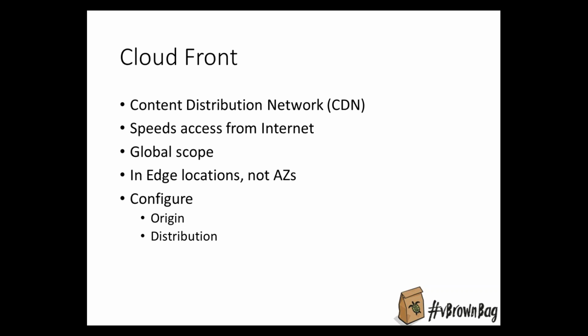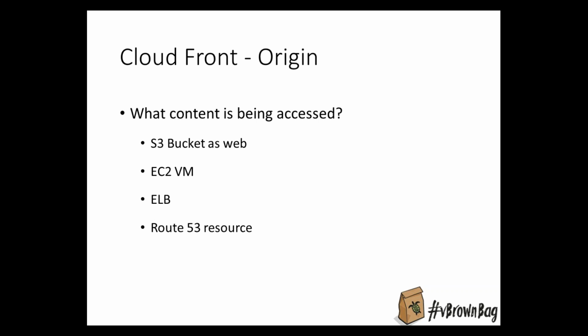The configuration for CloudFront has 2 areas of configuration. So you have an origin and a distribution. The origin is where we're going to get the content from. So typical origins for CloudFront would be an S3 bucket. If we've configured an S3 bucket as a static website, then we can use CloudFront to accelerate access to that.